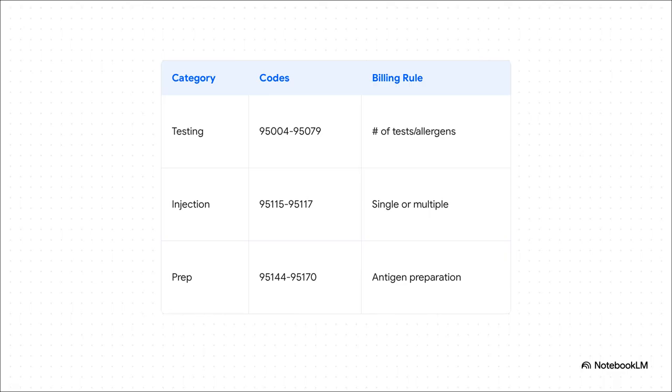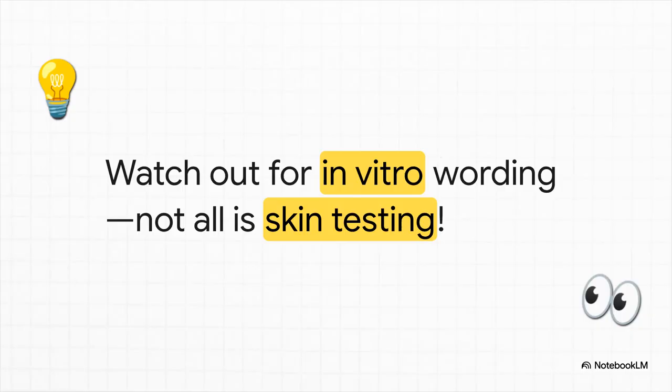And then, you have to separate both of those from the actual provision and preparation of the antigen itself, using codes 95144 through 95170. Whenever you're reading a chart, always ask yourself, are they testing, are they injecting, or are they prepping the antigen? Now, here's a massive tip to remember. Allergy testing doesn't always mean skin tests. If you see in vitro wording in an exam scenario, just stop. That points you directly to pathology and lab codes, not these medicine section skin testing codes.